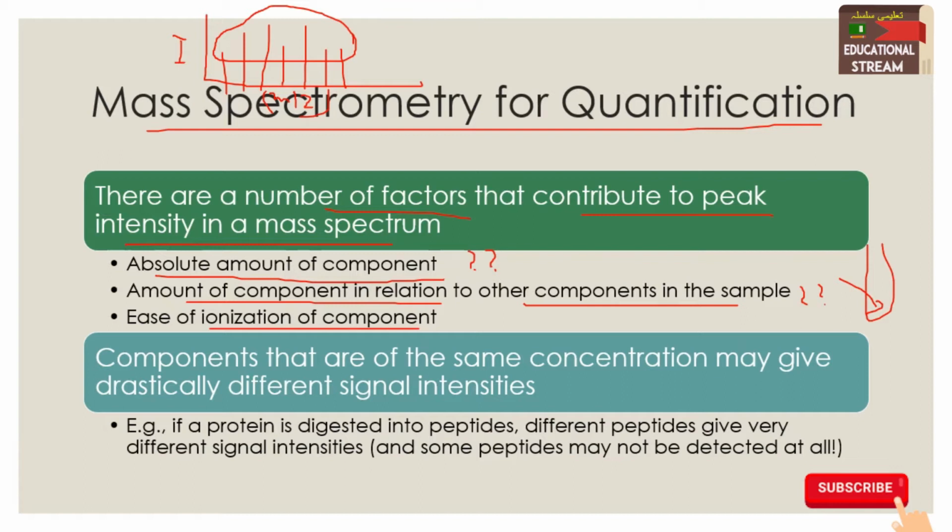If you see the principle of the mass spectrometer, ionization of the sample occurs in it, ionization of the components occurs in it.